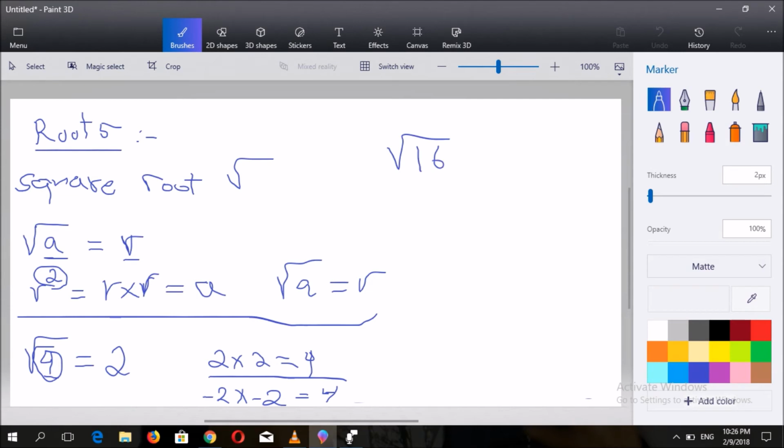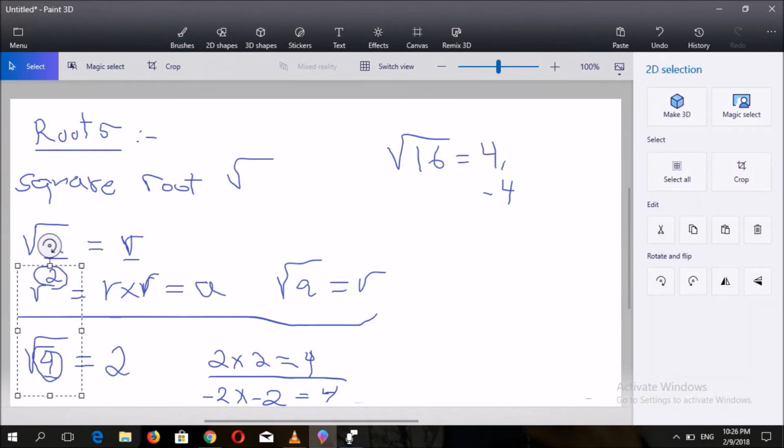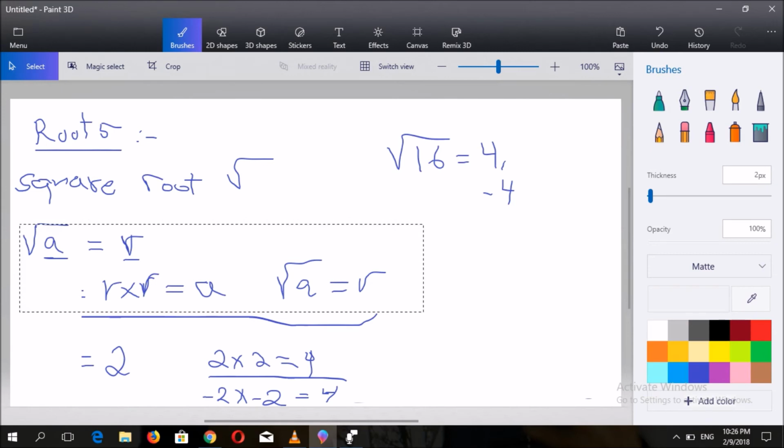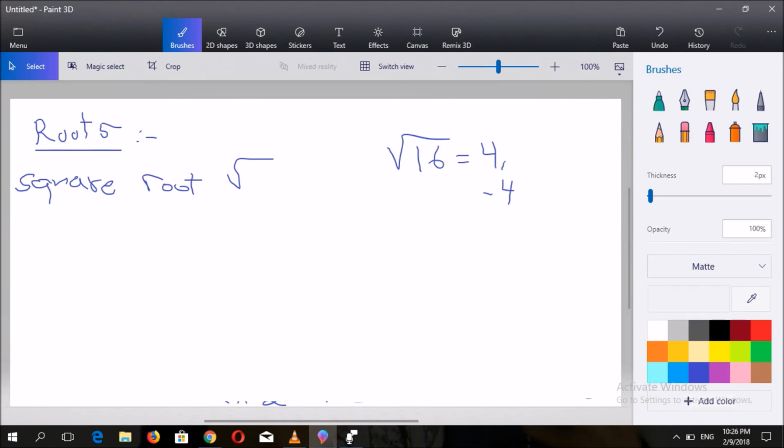So here is one important rule. If you are calculating the square root of an even number, then the result of the square root is going to have two values, one positive and one negative. So the square root of an even number is going to give you two values. One of them is positive and the other is negative.